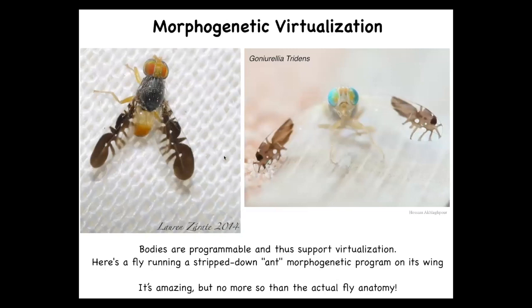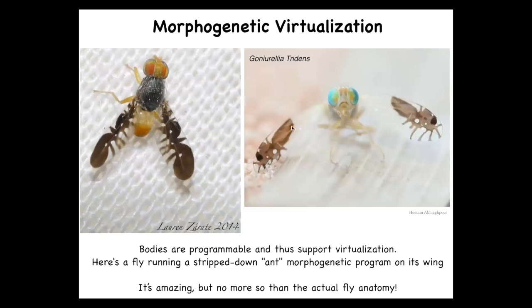So here's an interesting example. This is not Photoshop. I thought it was Photoshop the first time I saw this. This is a fly, which is running a kind of stripped down 2-dimensional ant program on its wings. And what it does, the reason is that it flaps these wings and it looks like the ants are scurrying around, and it keeps predators away because the predators don't want to deal with these stinging ants.